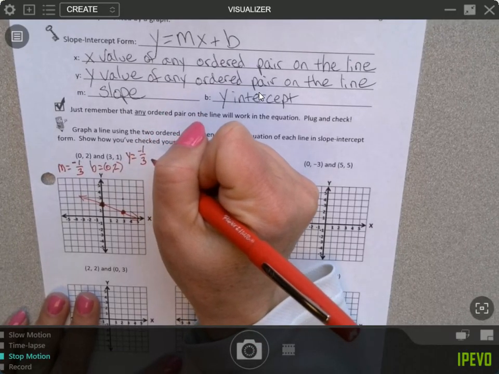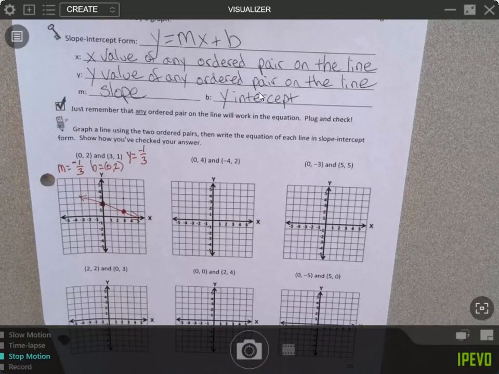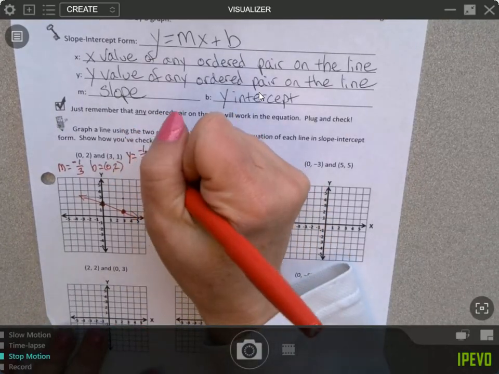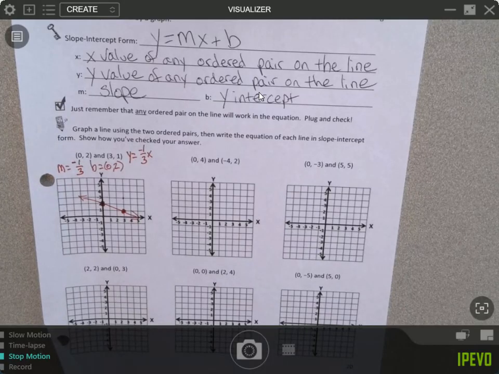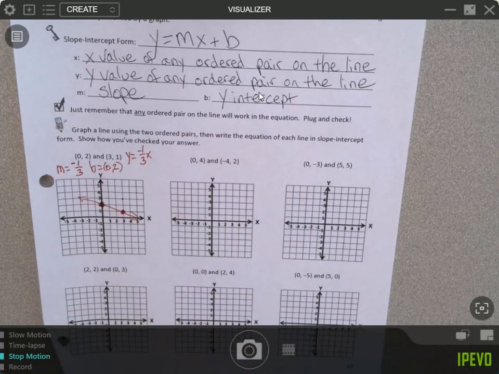What do I want to put with that negative 1 over 3? Amala? X. Do not forget the x. Every year I have friends that write their y-intercept form and they forget to put the y or they forget to put the x. You cannot forget those. They are a part of the slope-intercept form. So you have to put the y and the x always.